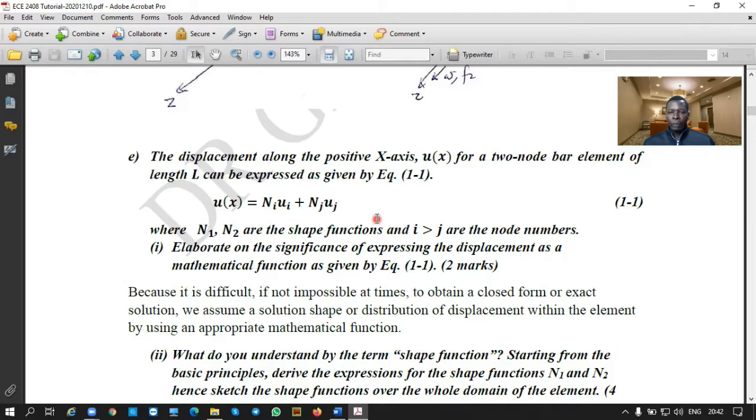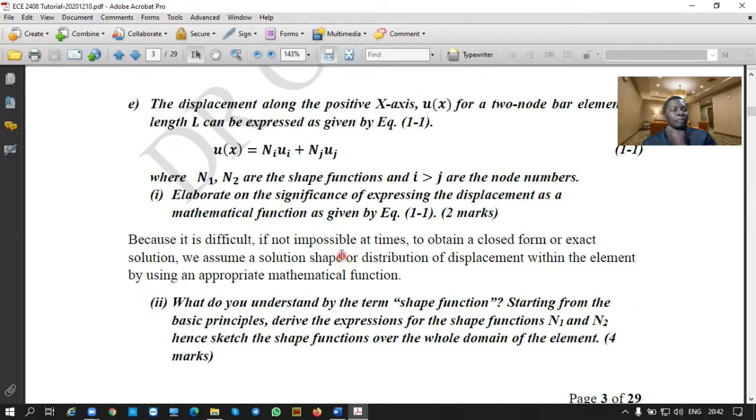We are just moving quickly. So it's saying, the displacement in the positive x-axis for a 2-node bar element can be expressed as shown here, where N1 and N2 are shape functions. We talked about shape functions, I think, in lesson 1. Elaborate the significance. Now you see, apart from just deriving, can you explain why we need shape functions?